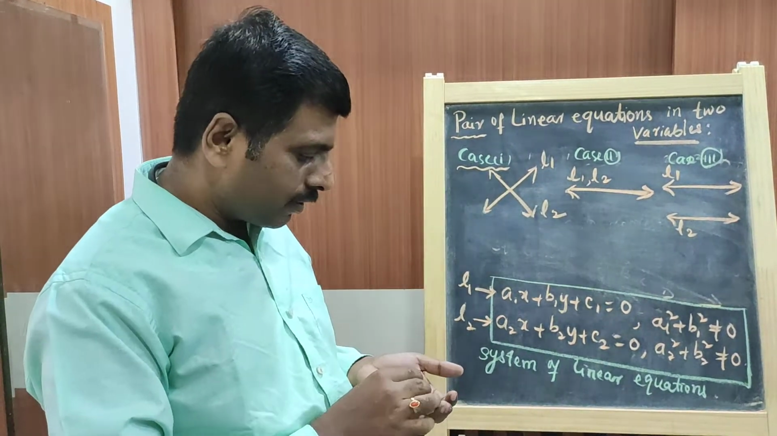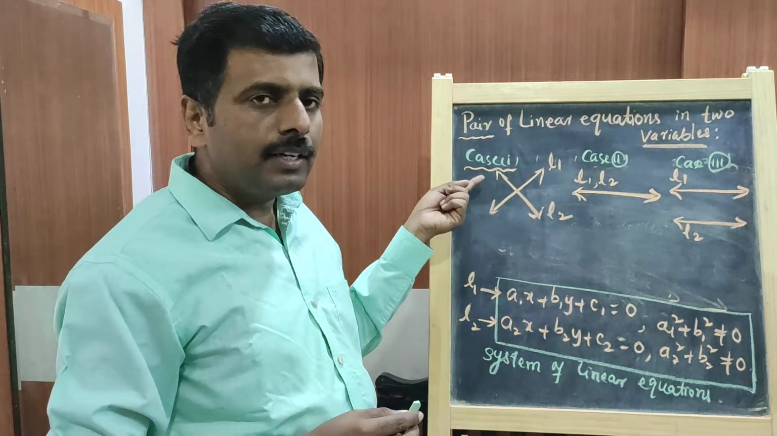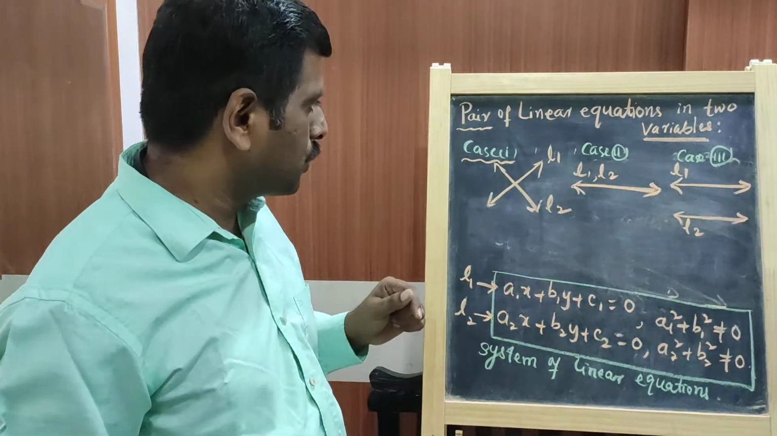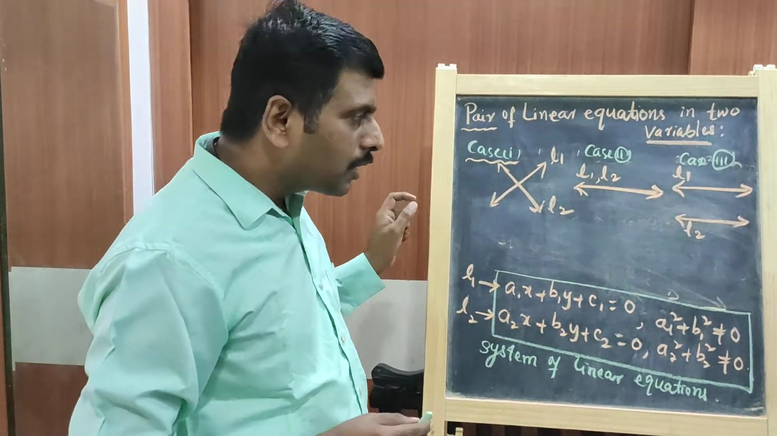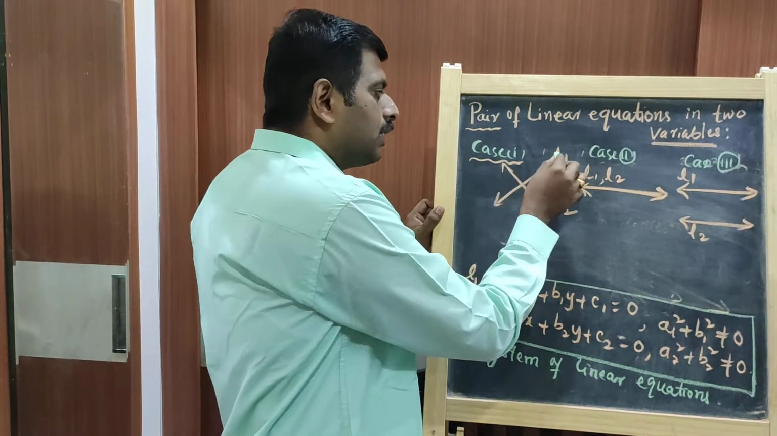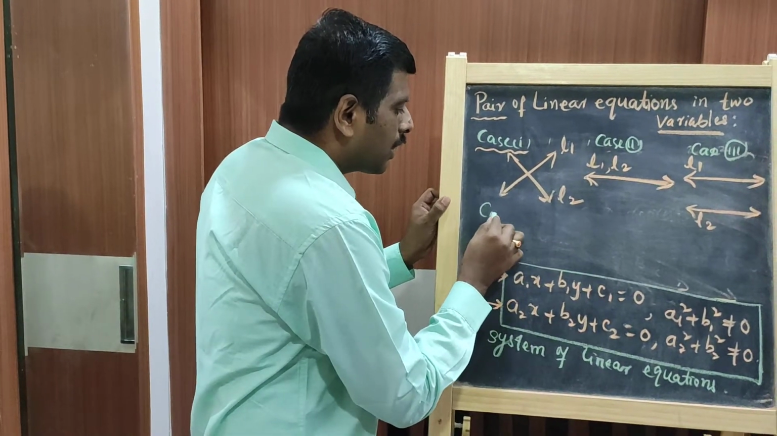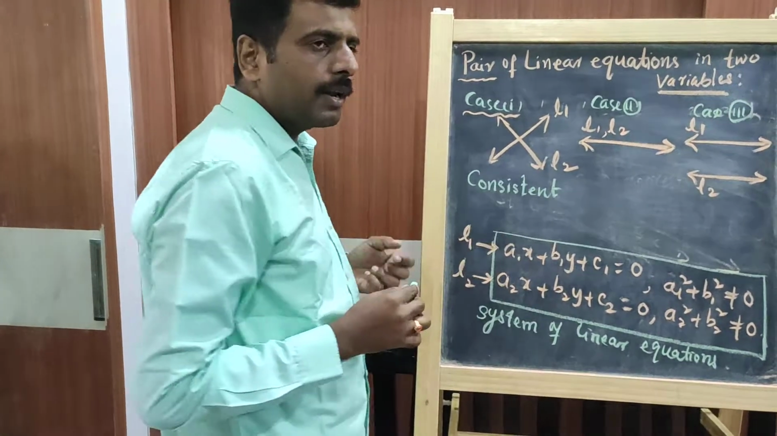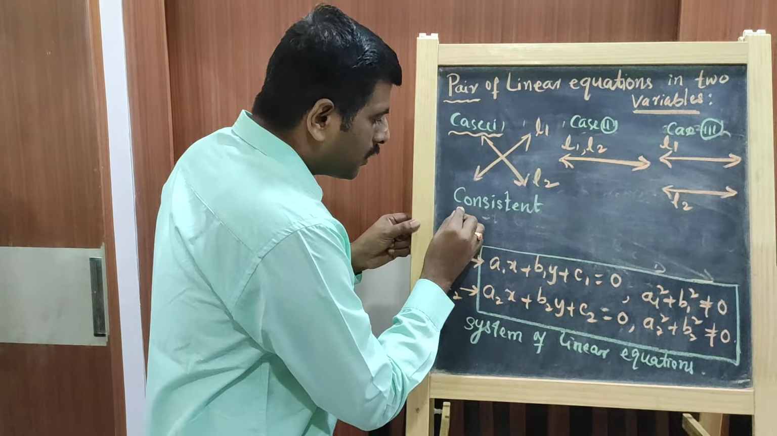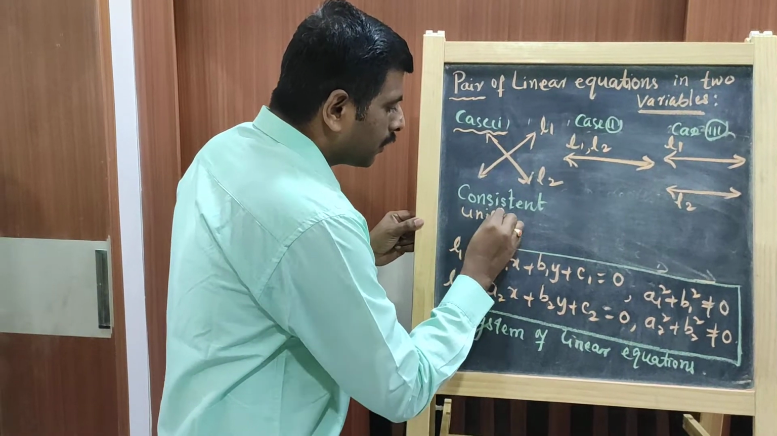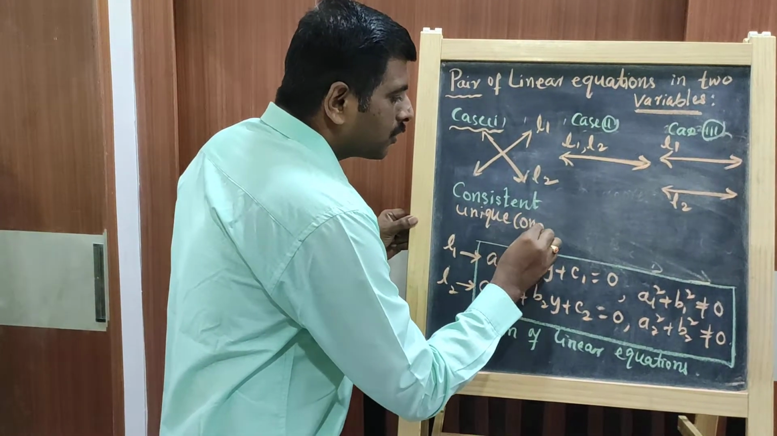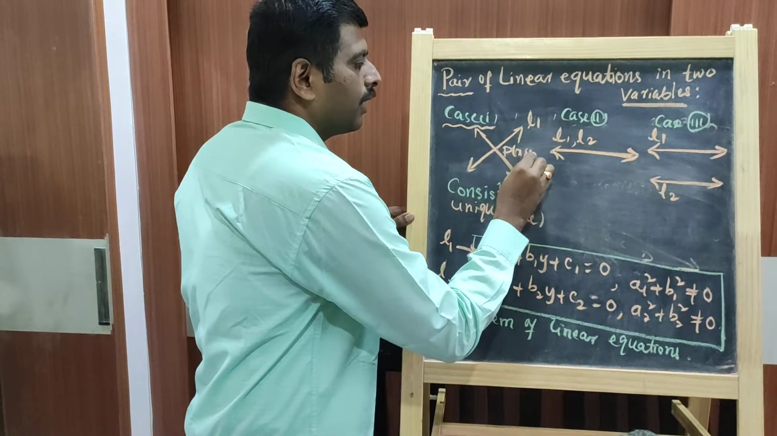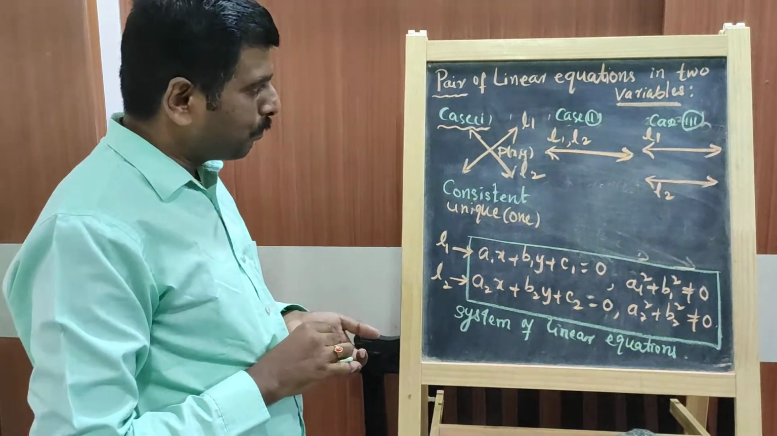In the first case, the two lines are intersecting, so it has a unique solution. When the system has a unique solution, these linear equations are called consistent. It means only one solution. Let us take that solution as P, where x comma y are the coordinates of P.